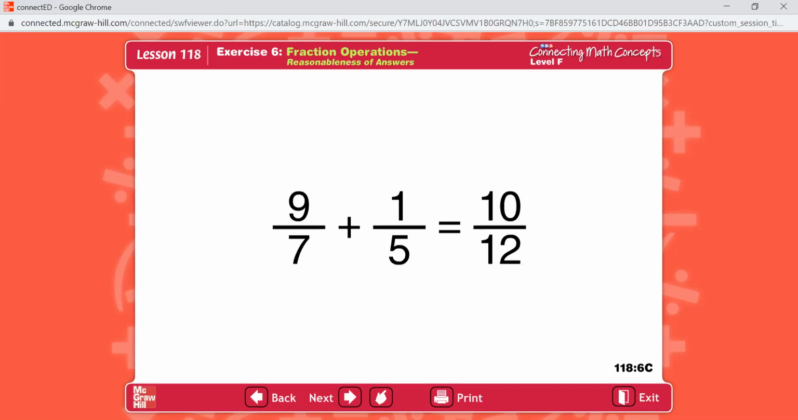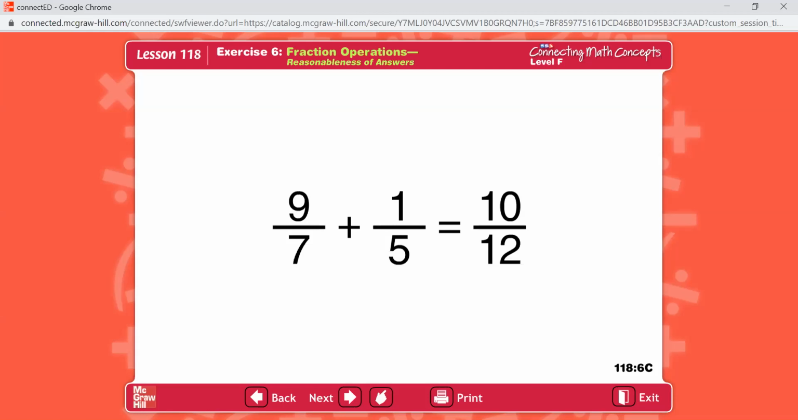Item A, 7/8 minus 1/2 equals 8/7. Give an answer of why that answer is impossible. An idea could be 7/8 minus 1/2 is less than 1, but the answer shown is more than 1.